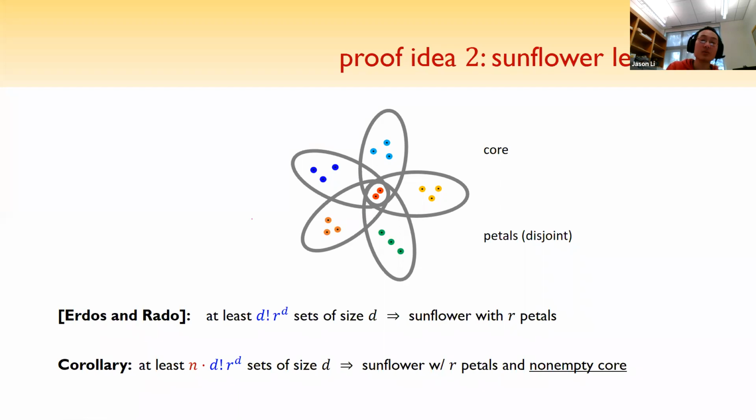Now in this talk, we will be concerned with sunflowers with non-empty core. This core could have been empty, but in this case, we do not allow it to be empty. In this case, a simple corollary of the sunflower lemma is that if a set system has no sunflower with R petals and non-empty core, then it must have a linear number of sets. Sorry, I guess it also needs to have bounded size. If all sets are of bounded size and there is no sunflower with a bounded number of petals and non-empty core, then the number of sets in the system must be linear.